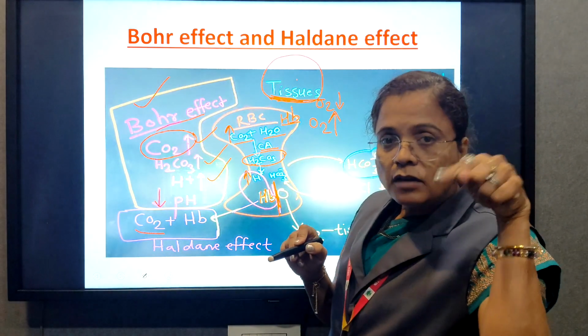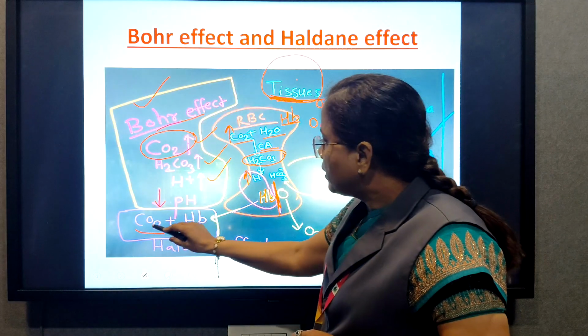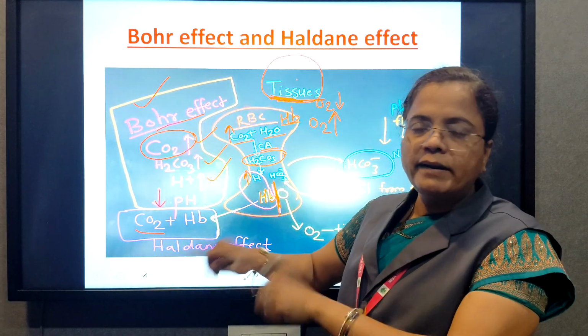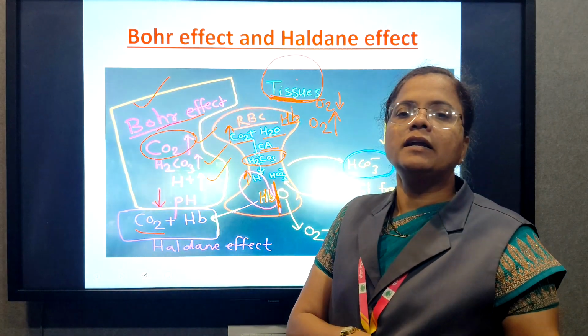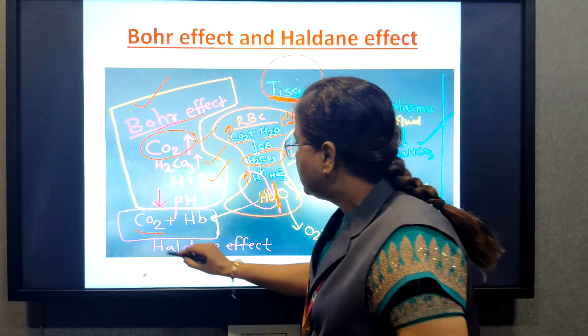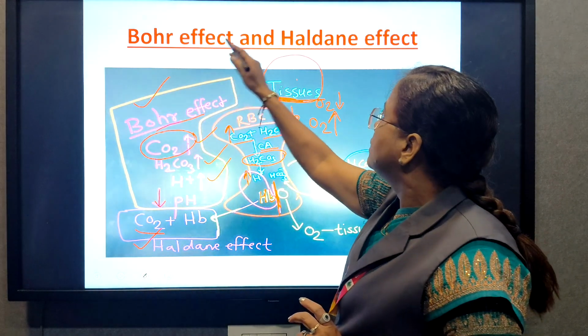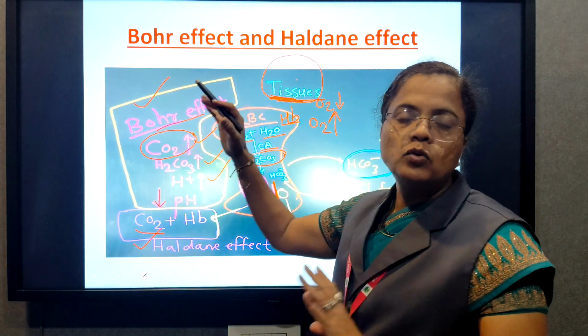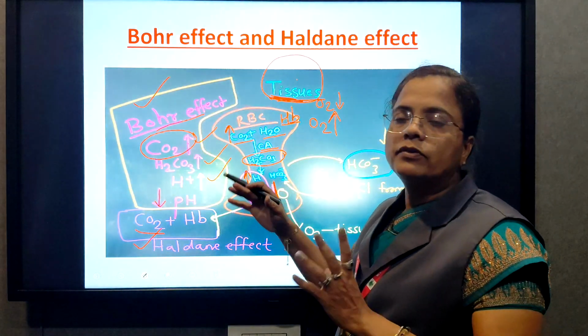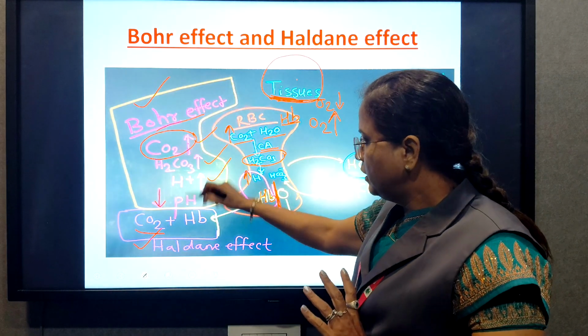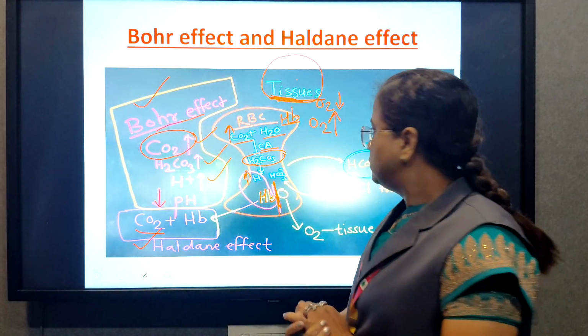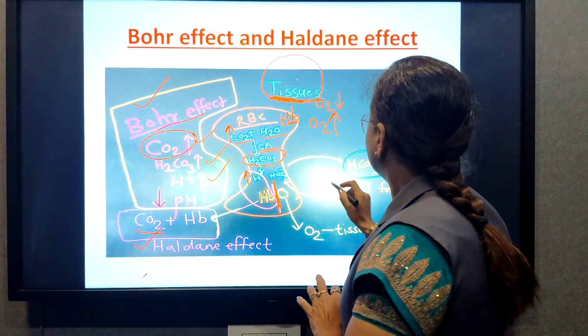The signal comes from the brain, and carbon dioxide increases. Hemoglobin releases the oxygen and immediately combines with carbon dioxide, and that is called the Haldane effect. So the Bohr effect and the Haldane effect are the most important things. What is the difference between Bohr and Haldane? This is the mechanism of both effects.